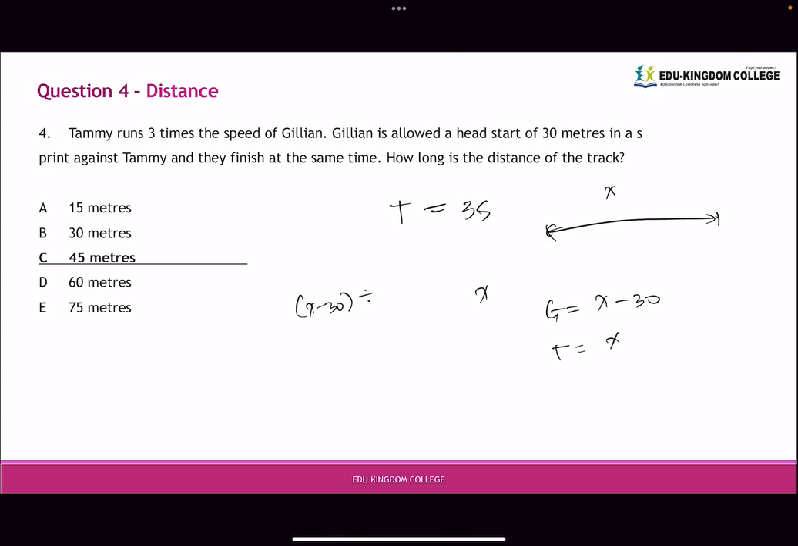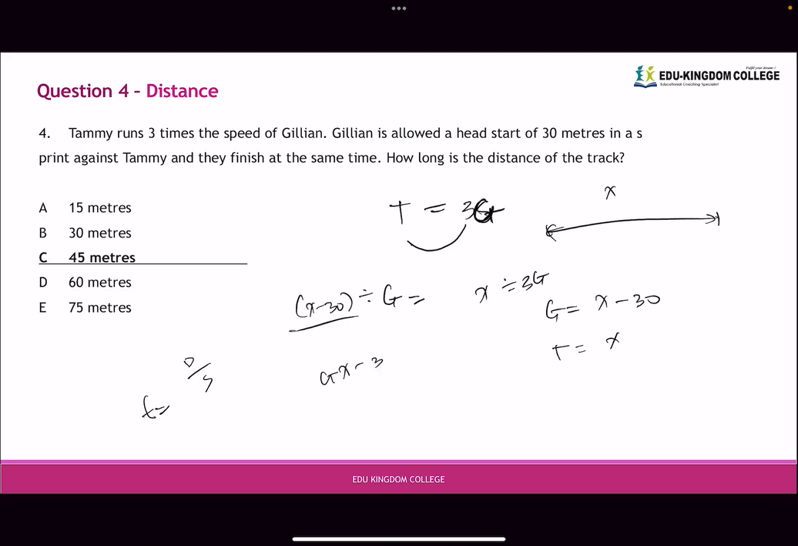So we know that time equals distance over speed. So distance, which is x minus 30, divided by the speed, so this is Gillian's speed, g, divided by g equals x divided by 3g, because Tammy runs 3 times faster than Gillian.